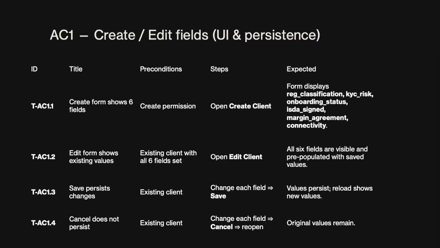Now for coverage mapping, AC1 fields exist in create, edit and persist correctly, fully covered by test AC 1.1 through to AC 1.4. So the takeaway here is that with these 4 tests, we lock down the basic contract. The 6 fields are always visible, editable, and correctly persisted, and we don't write on cancel. Then we layer validation AC2 and rule enforcement AC3 to AC5 on top of this.